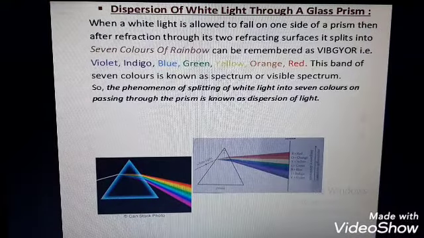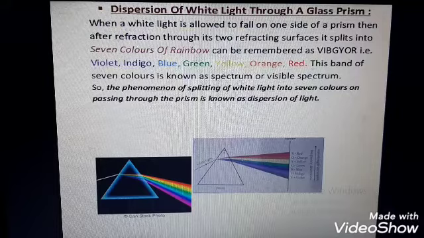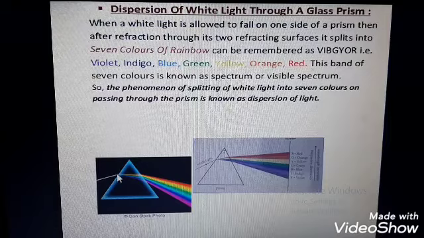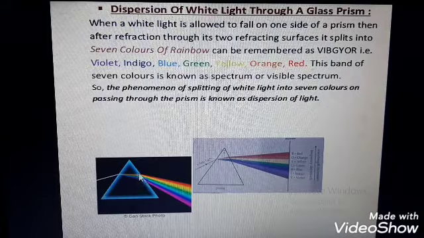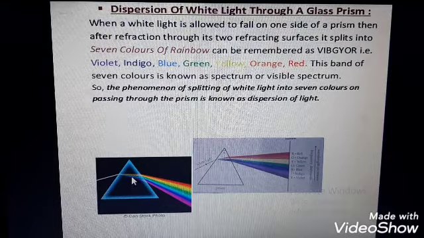Okay, this white light will split into colors, as you can see in the diagram here. This white light, which is allowed to fall on one refracting surface of the prism, will split up first at this interface into these many colors, and then at this surface it will further split up. Actually, here the medium is getting changed.